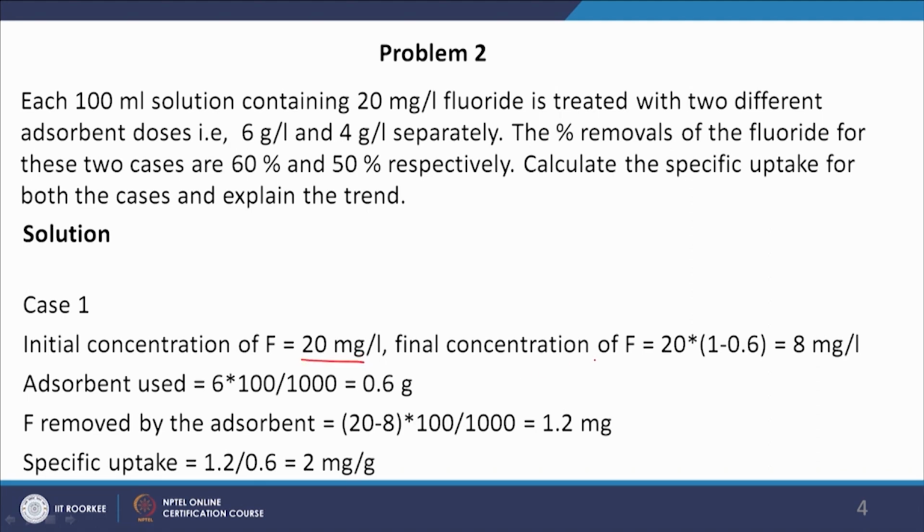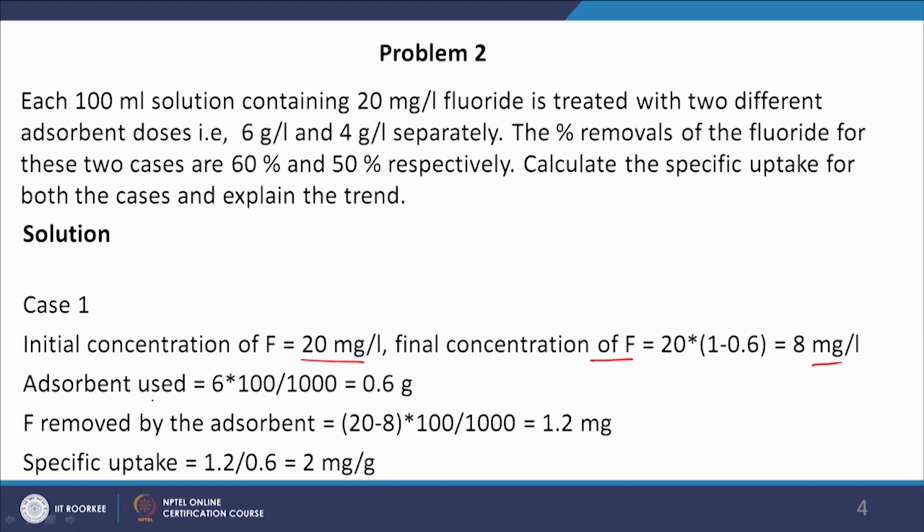So, final concentration of F will be how much? 60% is removed. So, 20 into 1 minus 0.6, that is 0.4 into 20, which is equal to 8 mg per liter. So, this is our final concentration.